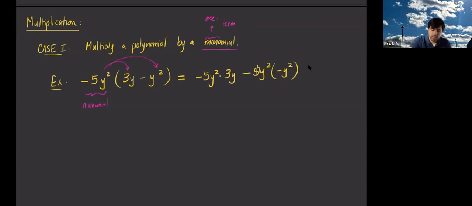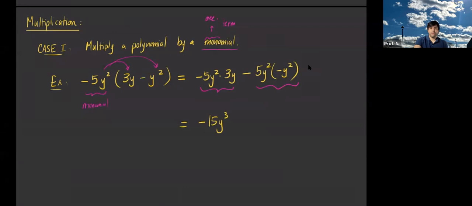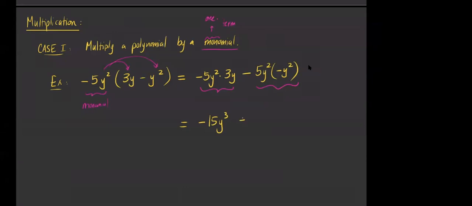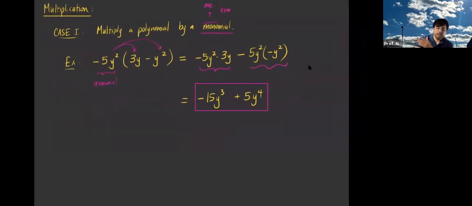And do you see why it was necessary to understand the laws of exponents? Because now we have to multiply. You see, it comes right back to what we did last time. Negative 5y squared times 3y is? Negative 15y cubed. Perfect. And then negative 5y squared times negative y squared is? Positive 5y to the 4th power. And that's it. Done. So with multiplying, we distribute the terms, and we have to remember the laws of exponents that when we multiply same bases, we add the exponents. So that's going to come back again and again.